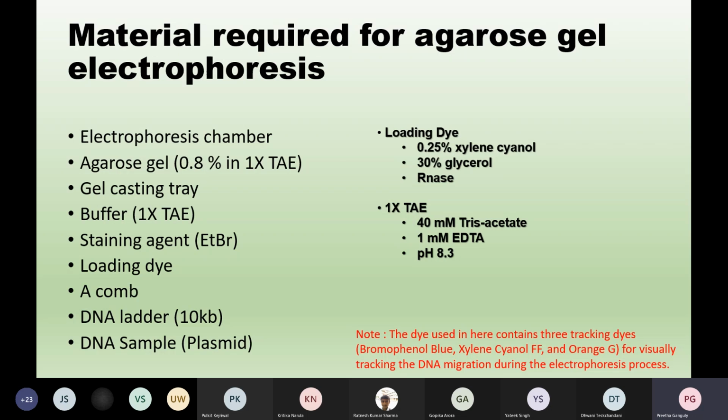The loading dyes, or tracking dyes, which can be used are bromophenol blue, xylene cyanol FF or orange G. They are used to visualize how the DNA is migrating through the gel during the electrophoresis process. And this 1x TAE is the buffer. We prepare 1x TAE buffer by adding 40 millimolar Tris acetate and 1 millimolar EDTA, a binding agent that binds metals, and we maintain the pH around 8.3. In case the loading dye is xylene cyanol, we add 0.25% of it, 30% glycerol, and then RNase.